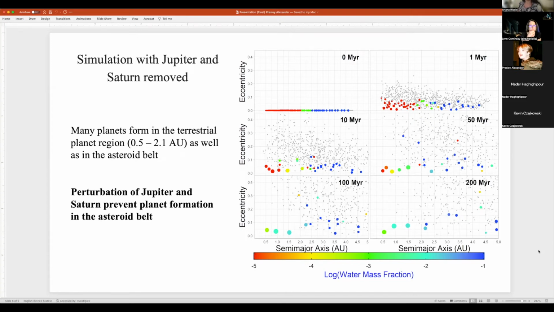But because of Jupiter and Saturn, no planets can form in the asteroid belt region in our solar system, and the solar system maintains an asteroid belt instead of the asteroids and these planetesimals just being scattered throughout and many planets forming. So go ahead and go to the next one.